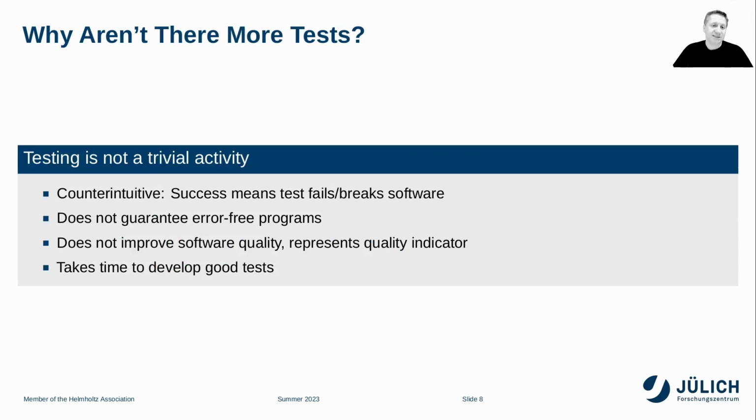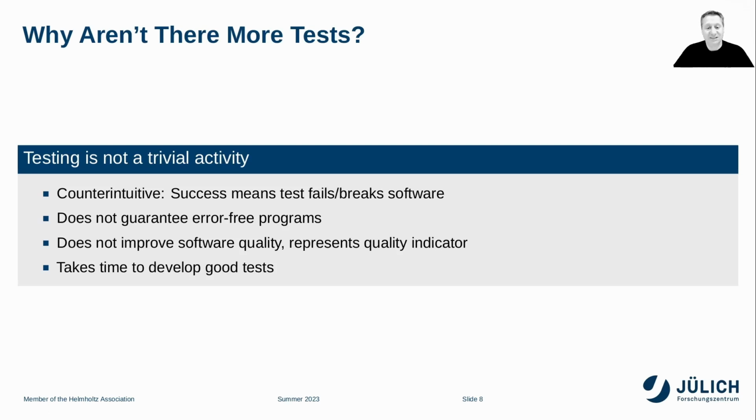And obviously, this is something that needs to be avoided at all costs when doing science. The question now stands: if tests are so important, why aren't there more tests? The reason is testing itself is not a trivial activity, because most of the time it is counterintuitive. When you write code, you basically expect it to be right. If you write a test, a successful test basically means that it fails your software or breaks your software, because if it wouldn't do that, then the whole test would be useless.